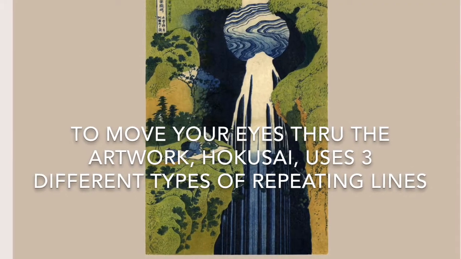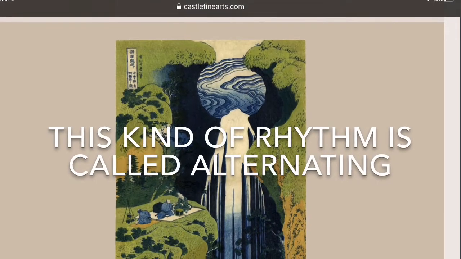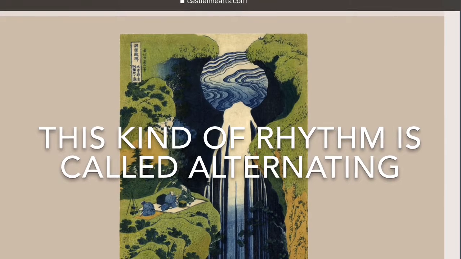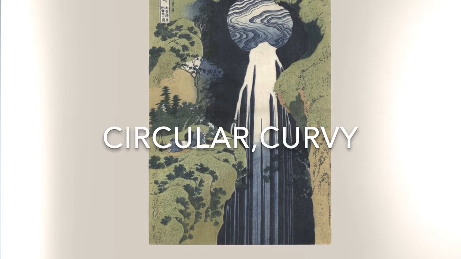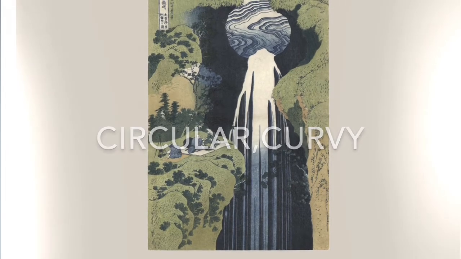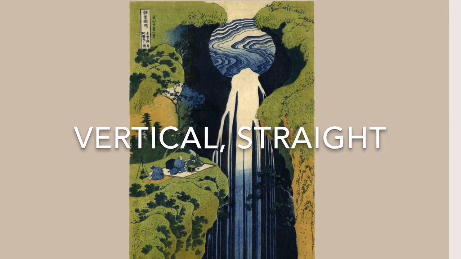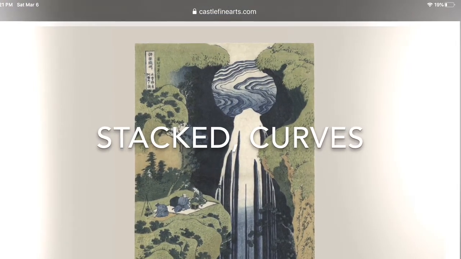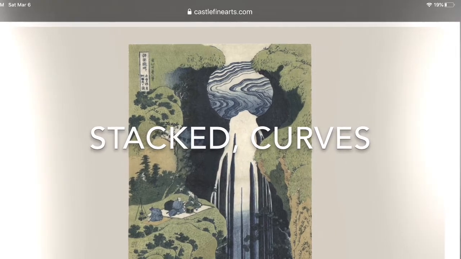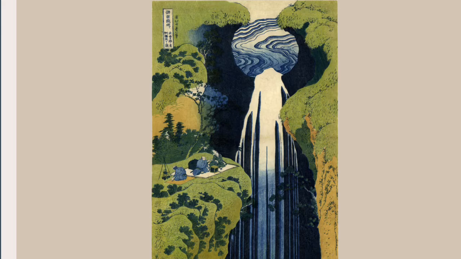To move your eyes through the artwork, Hokusai uses three different types of lines. This kind of rhythm is called alternating. Circular curvy up by the top of the waterfall. Here the lines become vertical and straight and lead us to the bottom of the picture area. And then they become stacked and curved, taking us back up to the original circle where the whole cycle begins again.